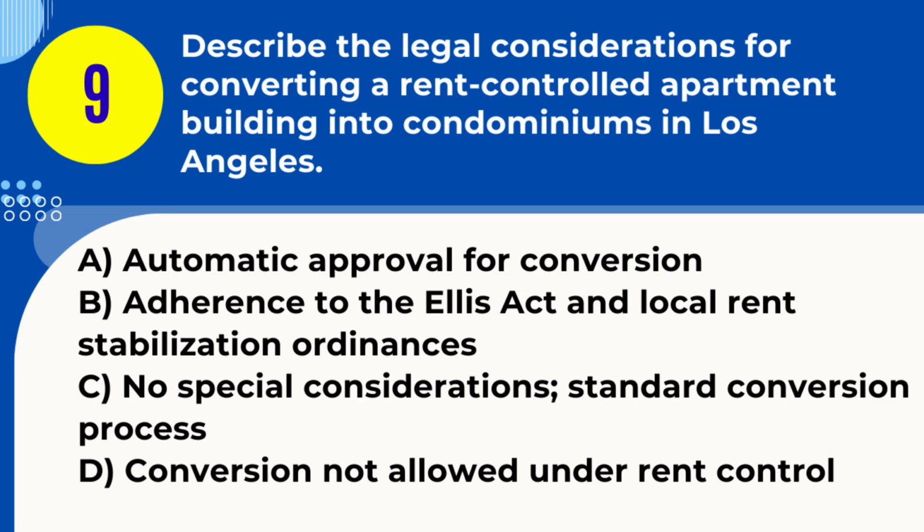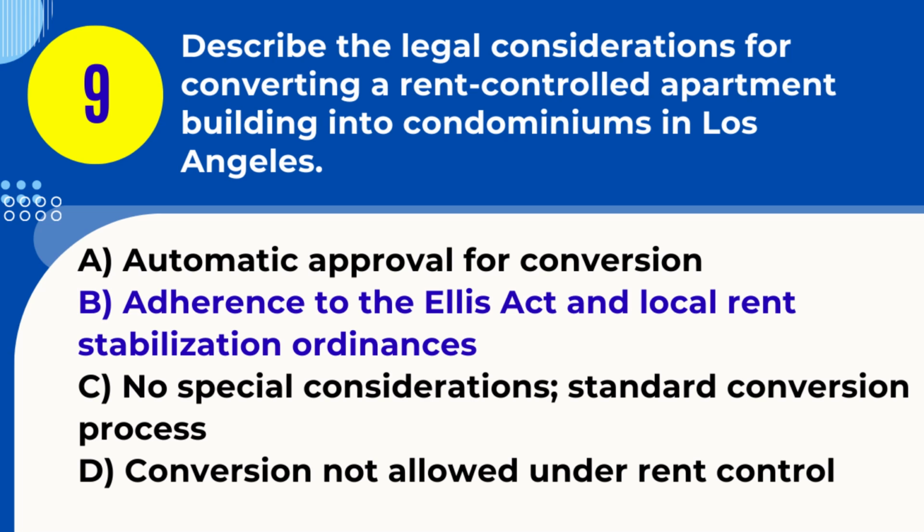Question 9. Describe the legal considerations for converting a rent-controlled apartment building into condominiums in Los Angeles. A. Automatic approval for conversion. B. Adherence to the Ellis Act and local rent stabilization ordinances. C. No special considerations, standard conversion process. D. Conversion not allowed under rent control.